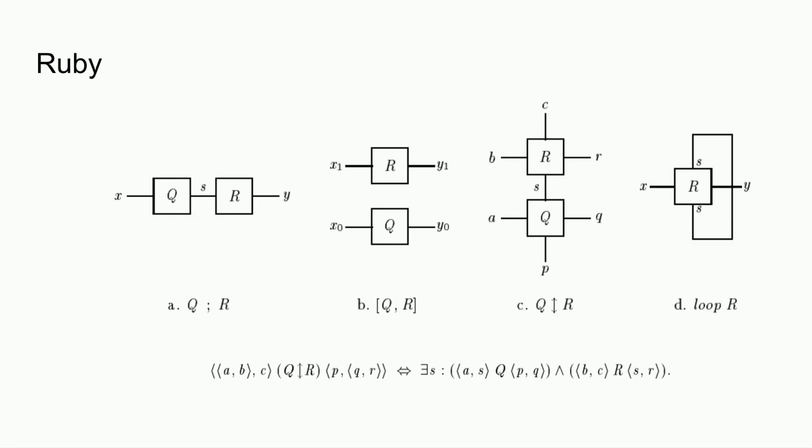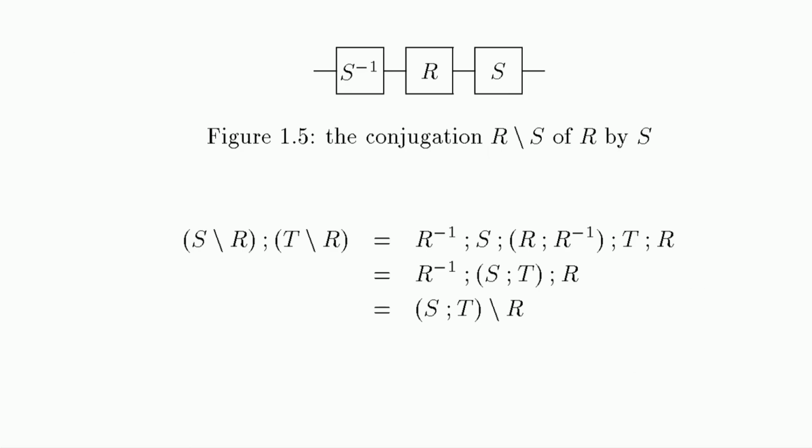Then you have parallel composition. The Q is below the R. And then you can do loop. And what's fascinating about these descriptors is that they also have algebraic properties. You can use them to transform your circuit to make it more efficient, to change resource usage, and to get a better layout. So I thought that was pretty cool.